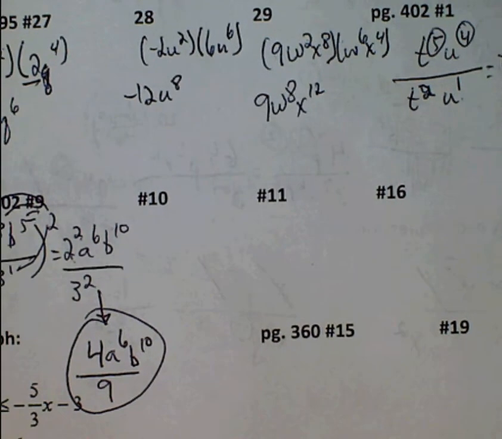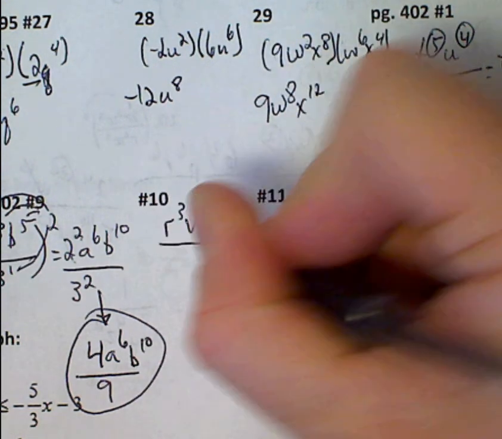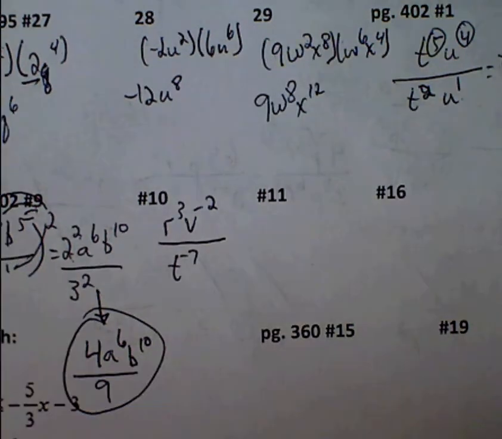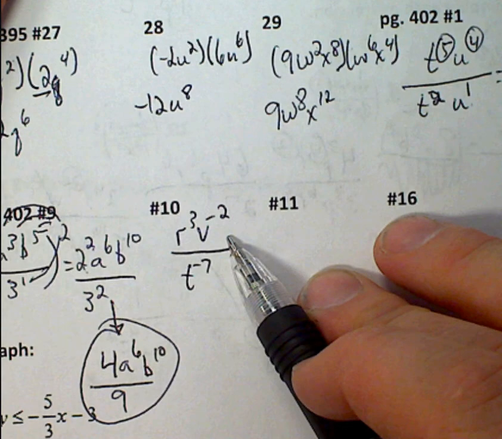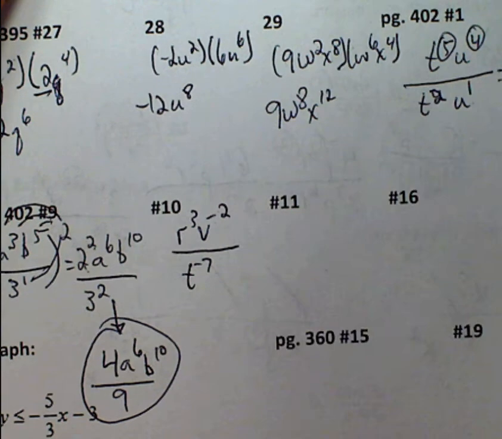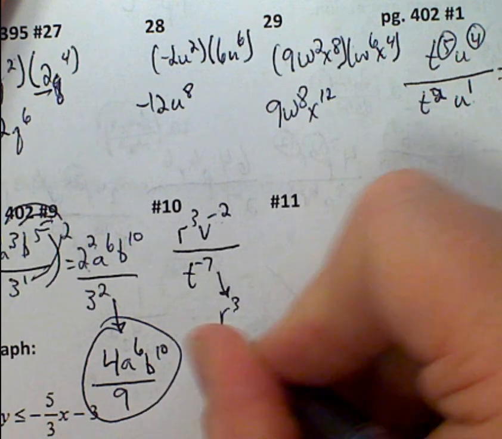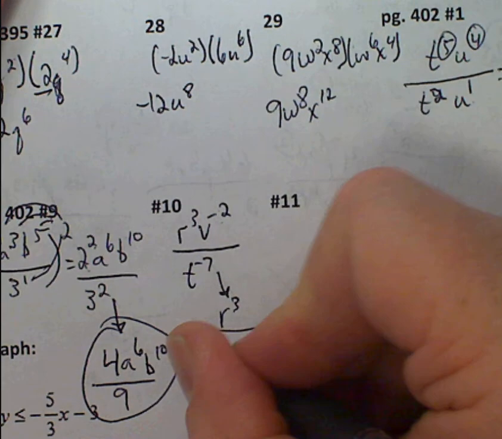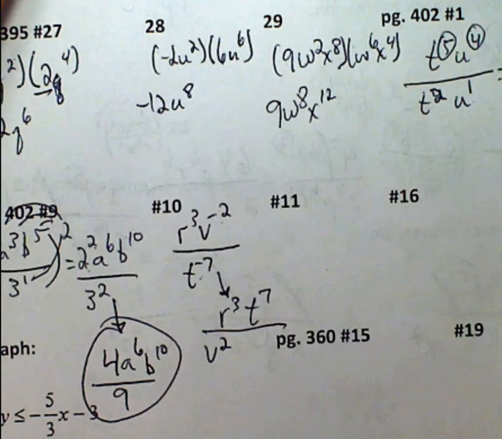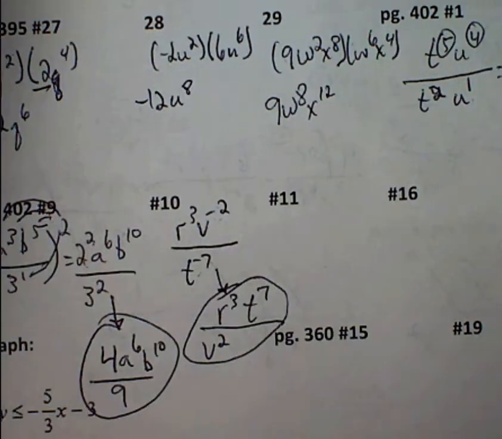Number 10. r to the 3rd, v to the negative 2, t to the negative 7. I have not taught this in class to some of my classes, but I will show this to you tomorrow. If I have a negative, this actually drops. I switch my levels. So r cubed stays on top. v to the negative 2 actually goes down below, so that's v squared. t to the negative 7 goes on top, and it becomes t to the positive 7. We switch levels if we have a negative exponent.